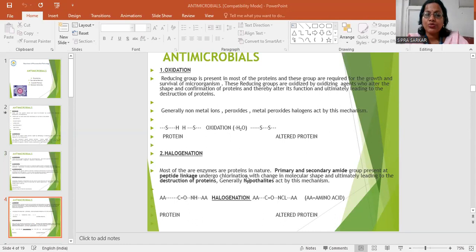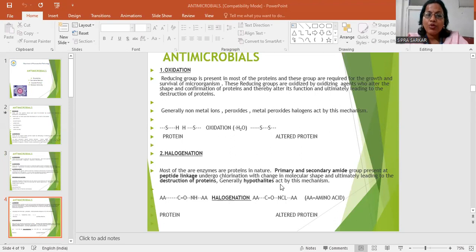The different enzymes that are present in the bacteria or viruses. Virus is not protein, like the fungus, different cells. Where primary and secondary amine are present in this peptide linkage, that is the CONH present in the amide linkage. Okay, so that undergoes chlorination or fluorination, like this halogenation. Any halogen can destroy the structure. So they destroy the molecular shape, ultimately leading to the destruction of proteins.